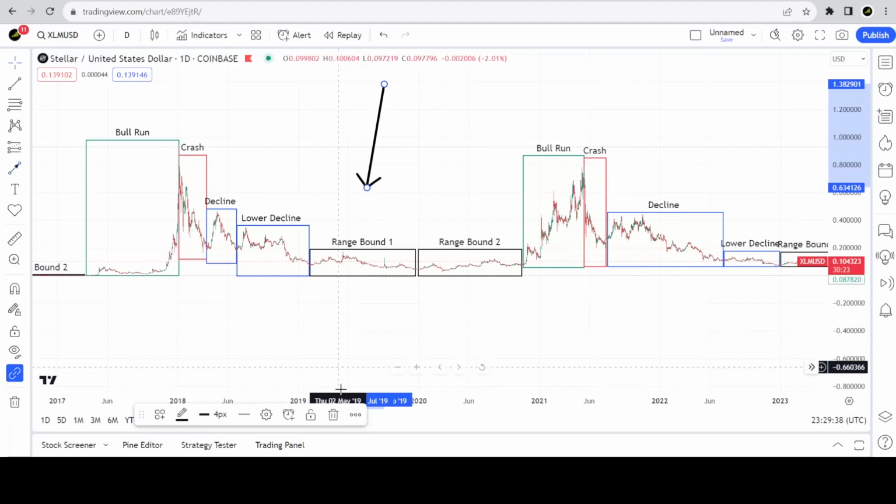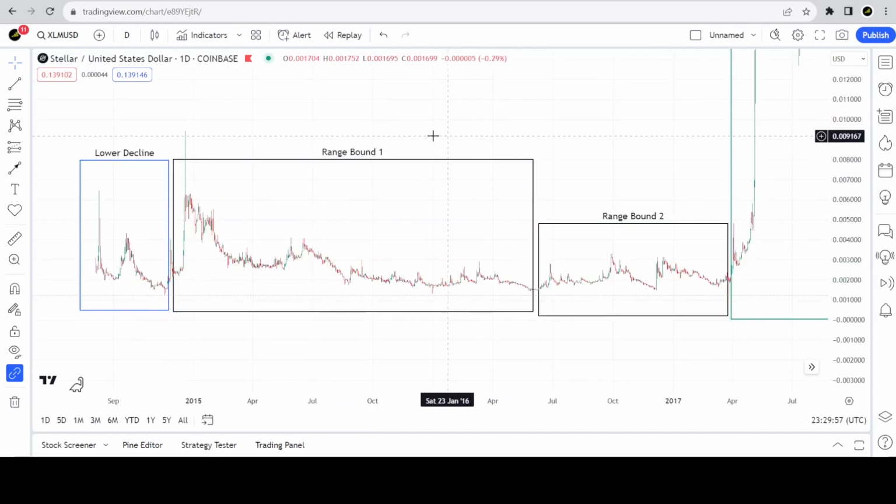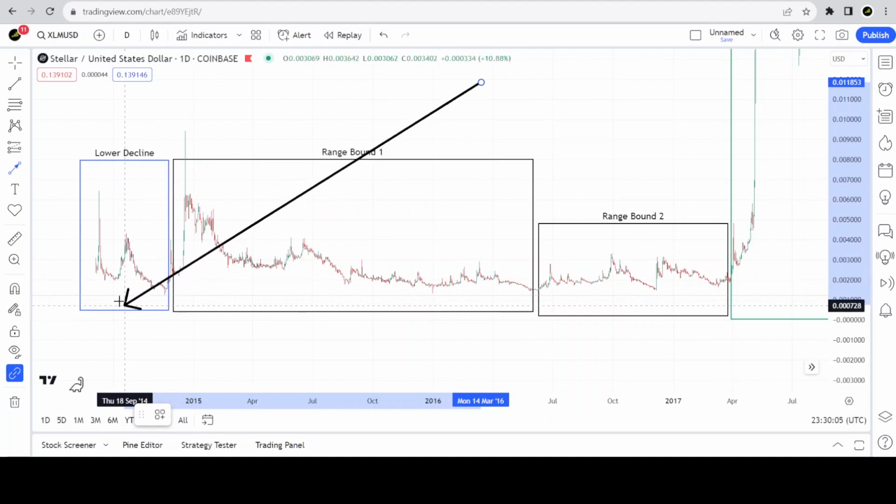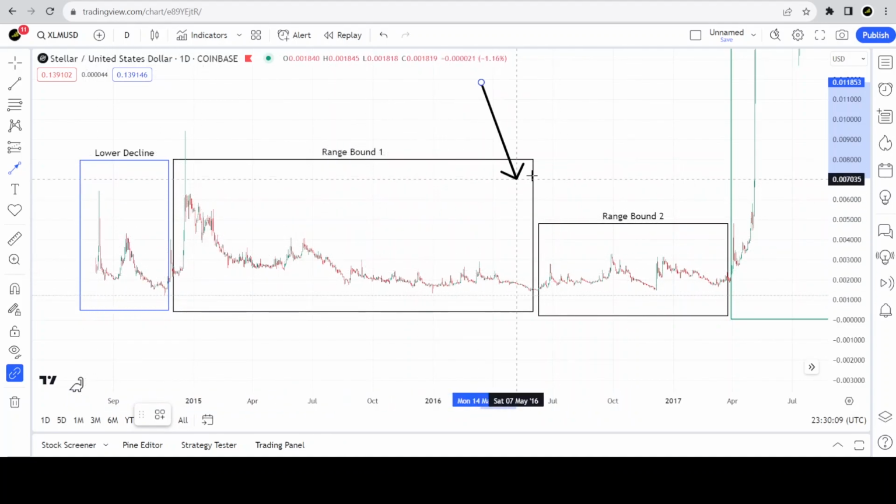So what I'd like to do next is go back to the very beginning and examine the first structures that played out. And the reason why we're doing that is that it is these first structures that are really key in the macro structure. So here we are at the very beginning of the XLM chart. XLM started in 2014. It starts with the lower decline. It then goes into the two range-bound fractals.